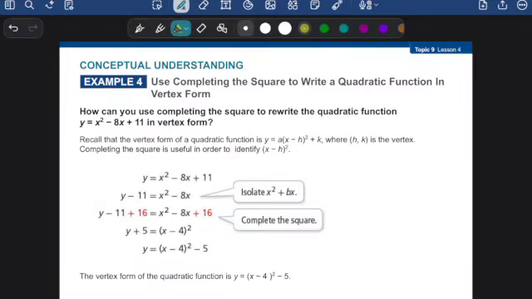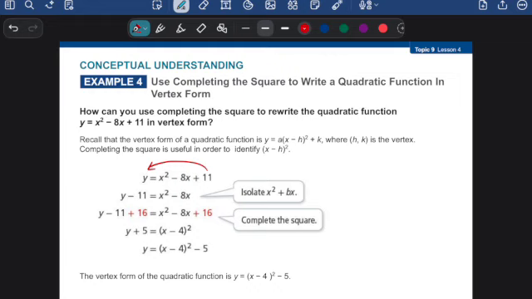Example 4. Using completing the square to write a quadratic function in vertex form. We love vertex form because then we can easily graph. So let's try that. Here's our quadratic function, x squared minus 8x plus 11. So we're going to move the constant to the other side.